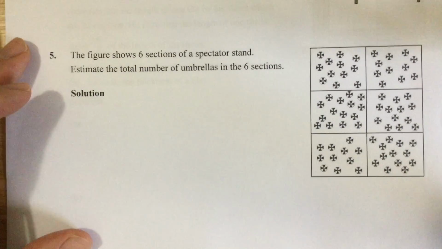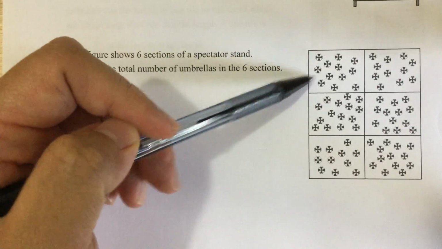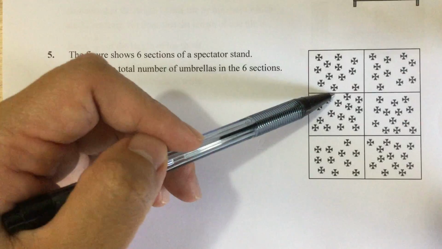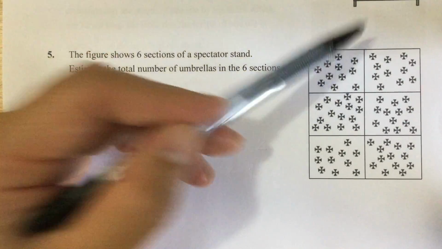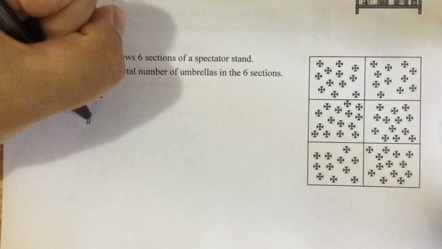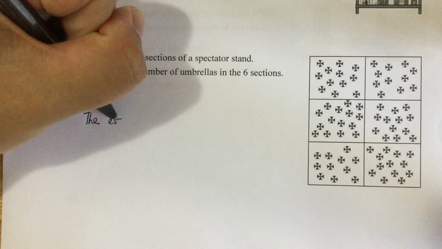Okay, now let's count it. For example, I choose this one. It's so easy for us to understand. Maybe I choose this: 1, 2, 3, 4, 5, 6, 7, 8, 9, 10, even 12. So the times 6, so we have 72. So that means the estimated number of umbrellas.